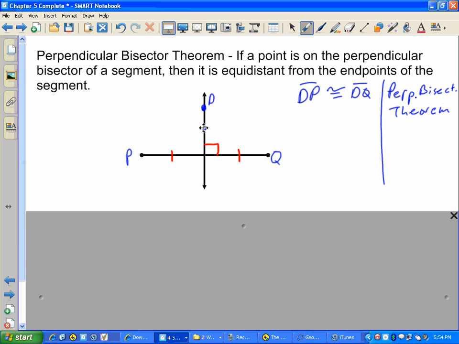Okay, I can make another point here. E. Okay. EP would be congruent to EQ. By the same reason. I could put one down here. Okay. FP is congruent to FQ. Same thing. Okay, any point I put on there. Okay, so if I have a point on there, I could make segments that connect them. Okay, and since those segments are the distance from the point on the perpendicular bisector to the endpoints, I would immediately know that they're congruent according to the perpendicular bisector theorem.